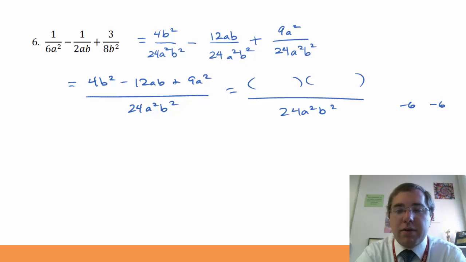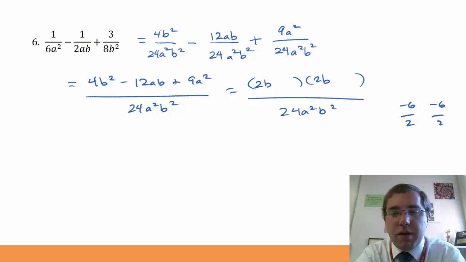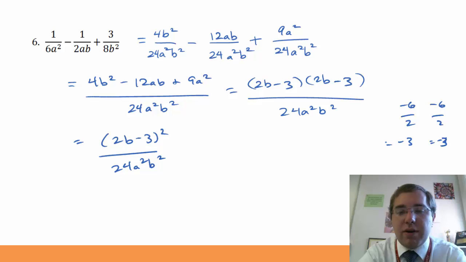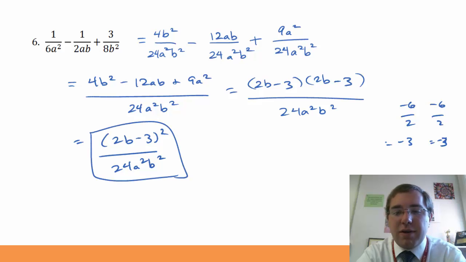We can't divide either negative 6 or negative 6 by 4, so we split up 4 into 2 and 2 and divide each of them by 2. And we get negative 3 and negative 3. So we've got 2b and 2b. And since we got negative 3 when we divided each of them by 2, we will have a minus 3a and a minus 3a. So that's 2b minus 3a squared over 24a squared b squared. And that's our final answer. So there should be an a after that 3.